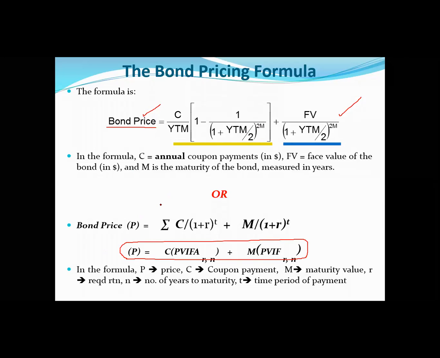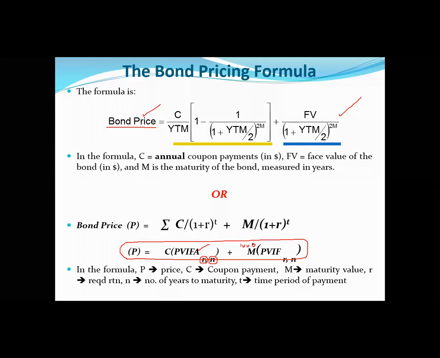P, the price of the bond, is equal to C, your coupon payment that you receive, times the present value interest factor annuity. I think you know how to estimate value through annuity tables. I have to know my required rate of return, and for how many years I have issued the bond, that is N. So I need the annuity factor for that required rate of return and number of years, plus M, the maturity value. Maturity value is 1000.